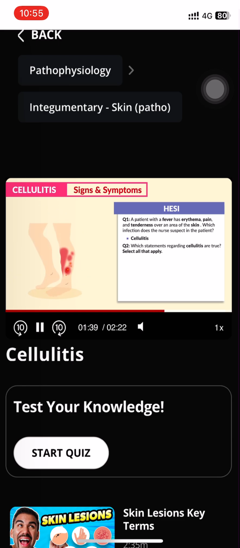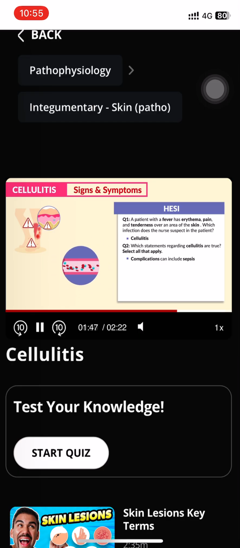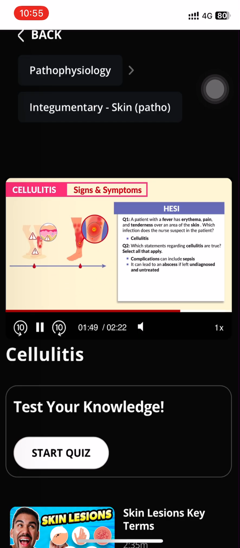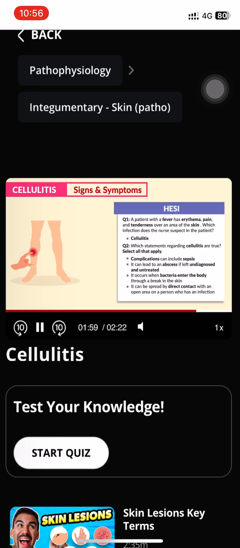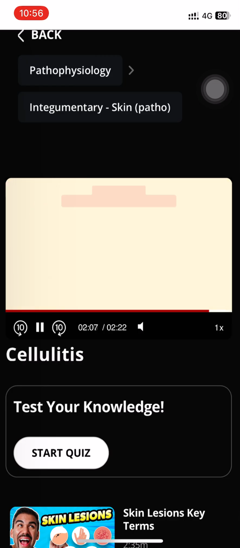And another question, which statements regarding cellulitis are true? Select all that apply. Complications can include sepsis, yes. It can include an abscess if left undiagnosed and untreated, yes, also true. It occurs when bacteria enters the body through a break in the skin, yes. And it can spread by direct contact with open area on a person who has an infection. All are true.